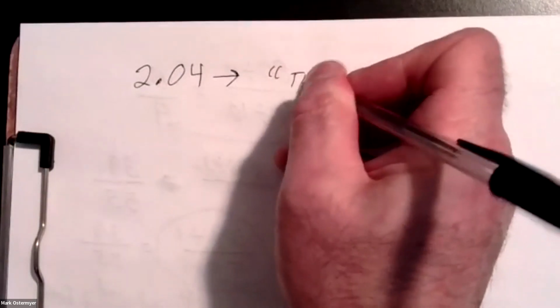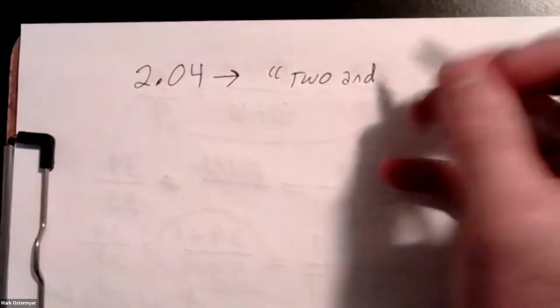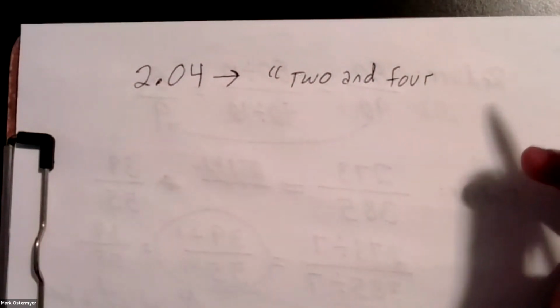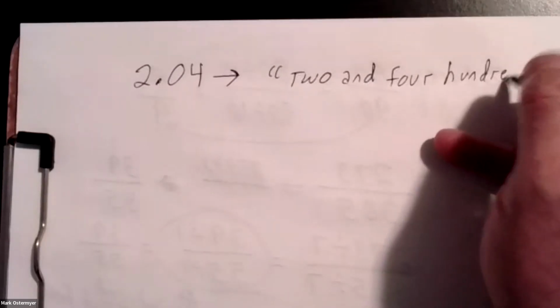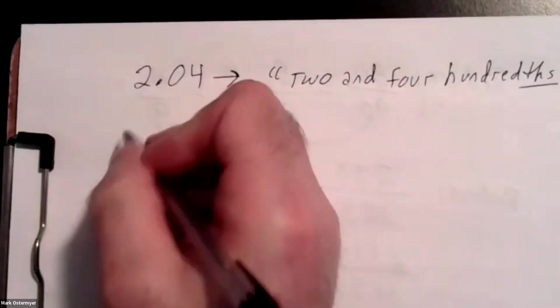All right, so how would you read this decimal here? How would you read that? Or how would you write its name in words? You would say 2 and what? Hundredths. That's correct. Not 100, but hundredths. THS ending. Good.